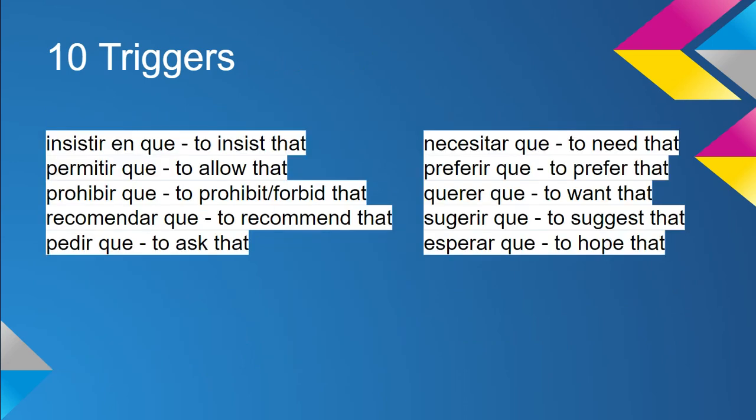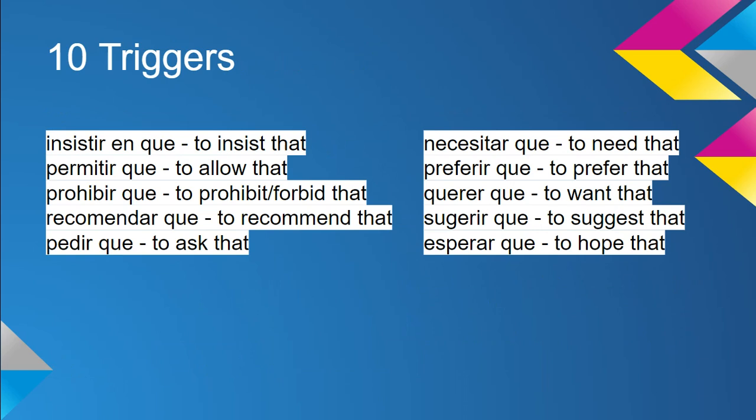All right, so here's what they mean. Insistir en que is to insist that. An example in English would be, I insist that Noelia go to bed early. I insist, present tense, that Noelia, so that's a different person, there always has to be two people, go to bed early. That second verb, go to bed, would be in the subjunctive.